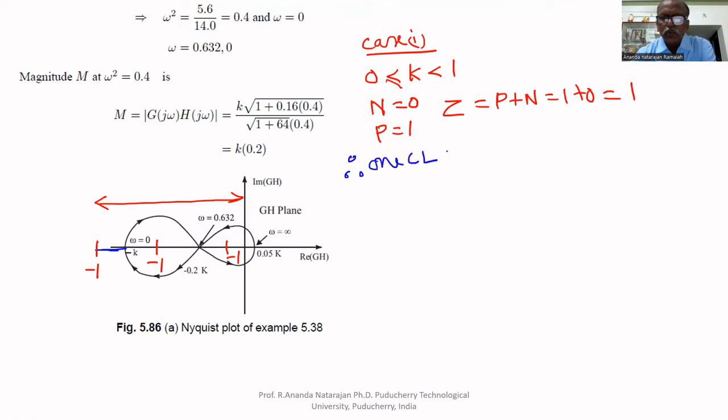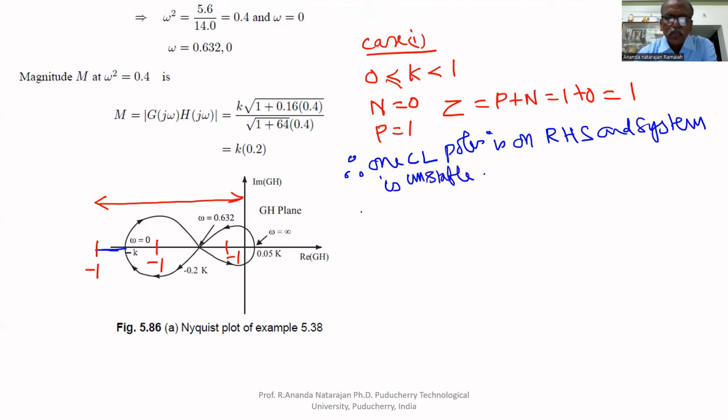One closed loop pole is on the right hand side, and the system is unstable. That's all. Case 2. That is the second case, where −1 is not here. It means K is greater than 1, K is greater than or equal to 1.